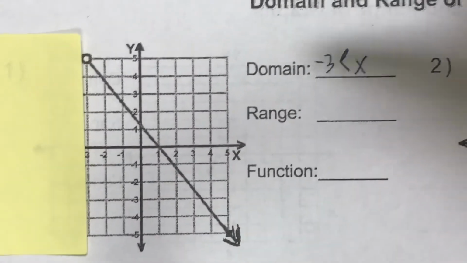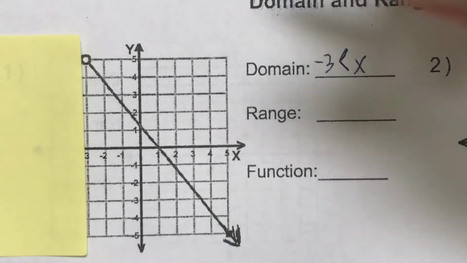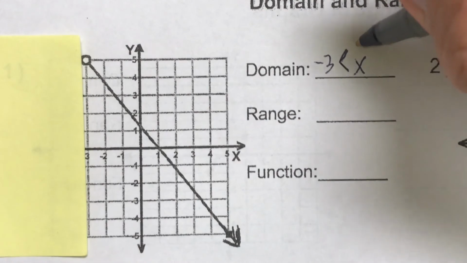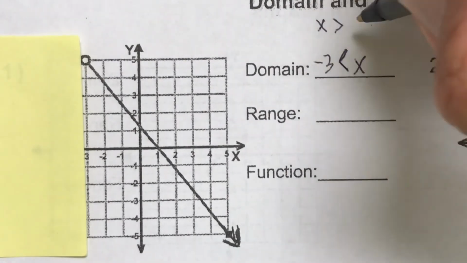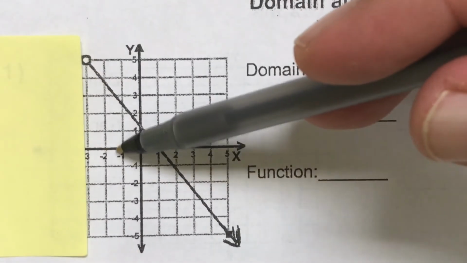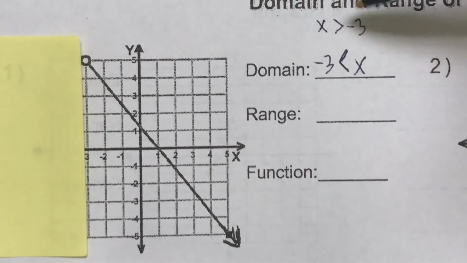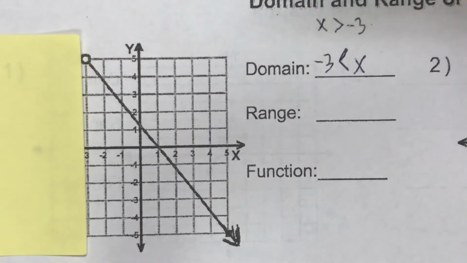So my domain is -3 is less than x, or, and this is how you'll see it on a test or something, they'll flip these things around. They'll say x is greater than -3, because all of my x numbers, -2, -1, 0, 1, 2, 3, 4, 5, are all bigger than -3. So any number that is bigger than -3 could be in the domain of this particular function.